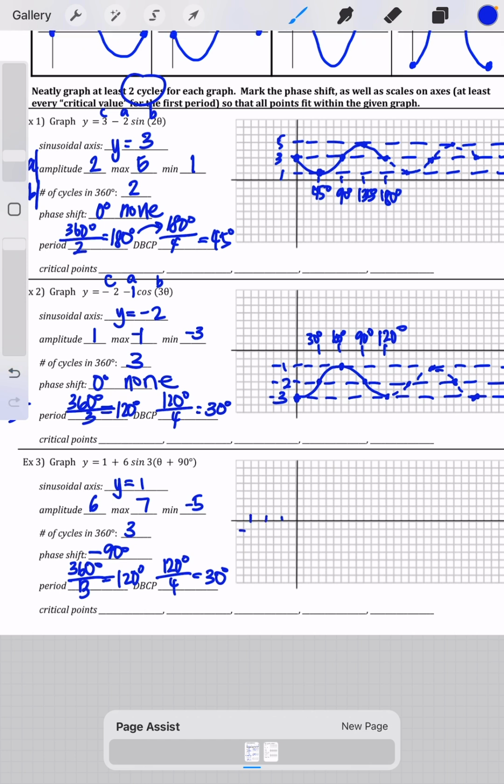Okay, so this will be -90. I'll do it above, -60 degrees. -30 degrees, and then over here will be 30 degrees. Don't forget 0 also. So let's see, I've got 7 all the way up here at the top.